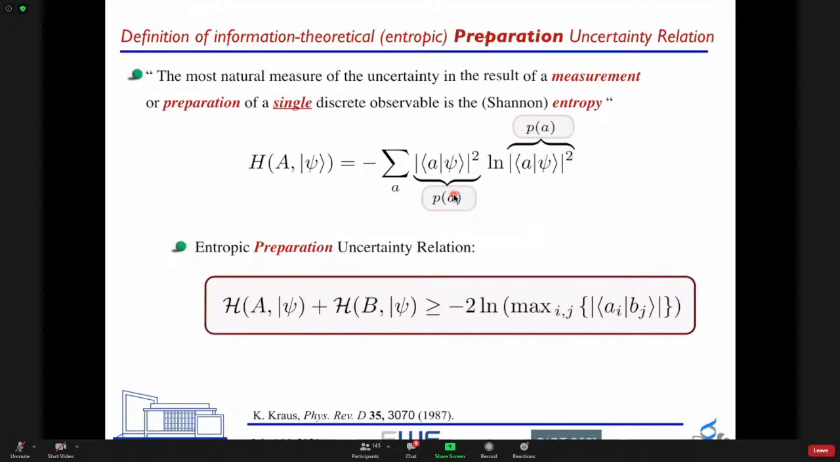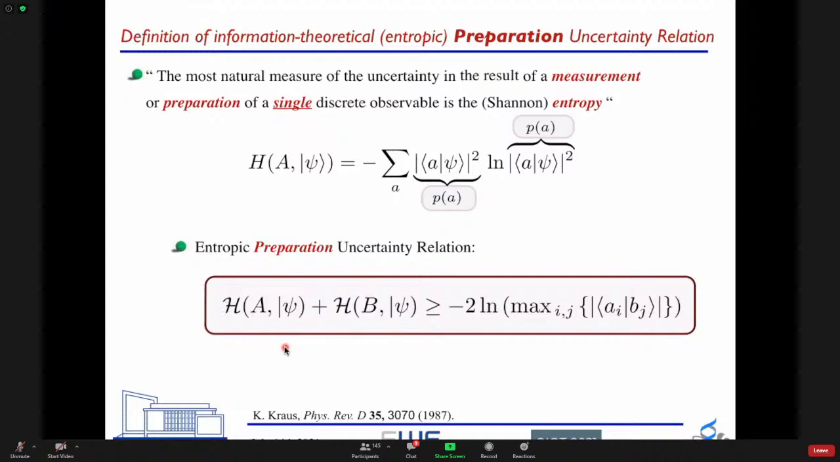Well, what is the probability? Well, it is simply the product of an eigenstate times our initial state. You get a probability of measuring A. You have the logarithm of it, which is the self-information. And if you sum up over the eigenstates of the observable A, then this gives us the entropy, or the information theoretic uncertainty, in terms of a preparation uncertainty, which was defined like this.